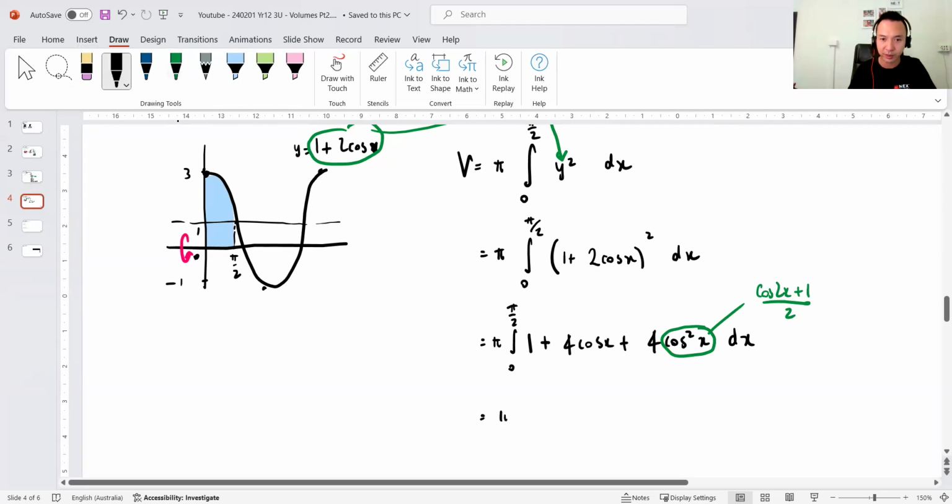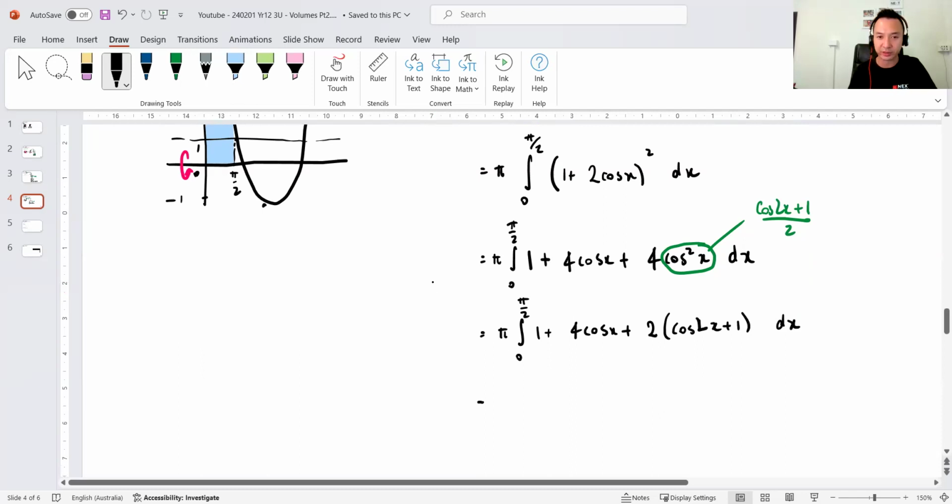That's pi on 2, 1 plus 4 cos. 4 times that, so it's 2 outside of cos 2x plus 1. And guys, just to clean everything up before I integrate, can you see that the 1 and the 2 times 1 can be collected to be 3? Makes it easier. So it becomes 3 plus 4 cos x plus 2 cos 2x. All right, now let's integrate.